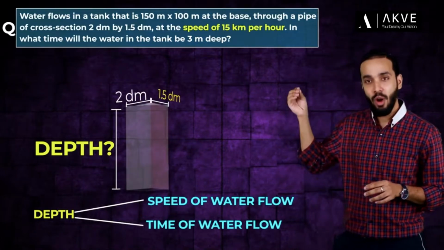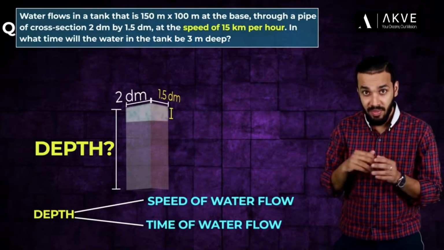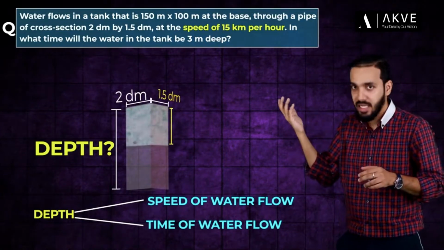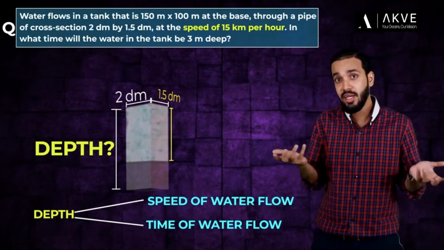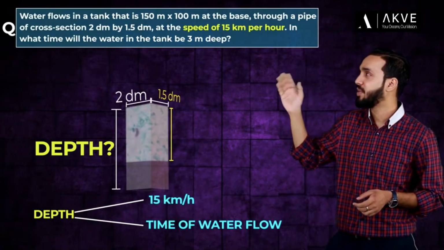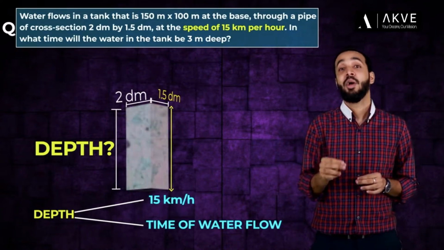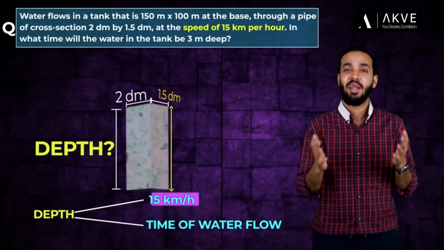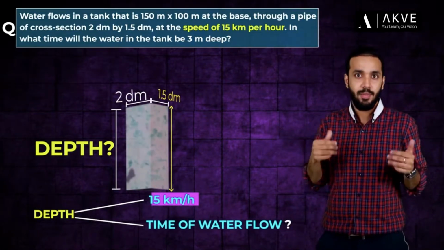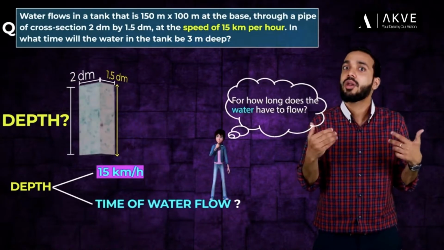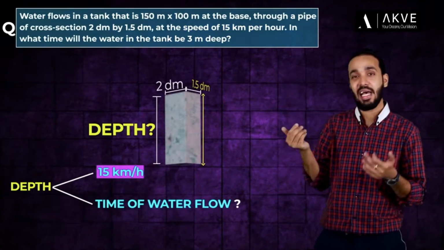See, if water flows for 10 seconds at a certain speed, the depth may be this much. If it flows for 30 seconds at the same speed, the depth may be this much. Here, the speed of water is given as 15 kilometers per hour. So, this indicates that the depth of the water column would be 15 kilometers in 1 hour. But what about the time? The depth of the water column depends on the time as well. So, for how long does the water have to flow? Well, that's exactly what the question is asking of us.